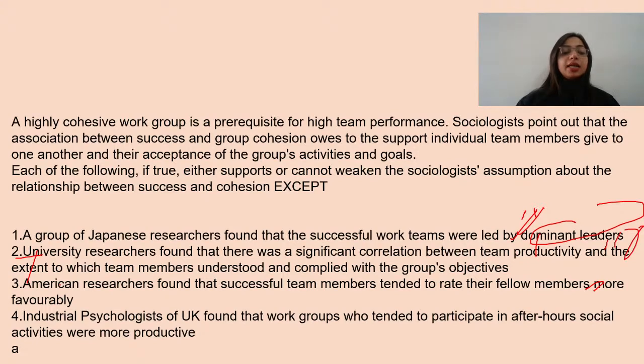Fourth, industrial psychologists of the UK found that work groups who tended to participate in after-hour social activities were more productive. Now what do after-hour social activities mean? They sit together, group cohesion is being built, they spend time, get to know each other, favor each other, being together on a positive note. So this is the same as what has been mentioned in the passage. That is why 2, 3, 4 are all supporting and hence not the right answer. So the only answer which is countering the argument is 1, and that is why 1 is my answer, because they asked which supports or cannot weaken.